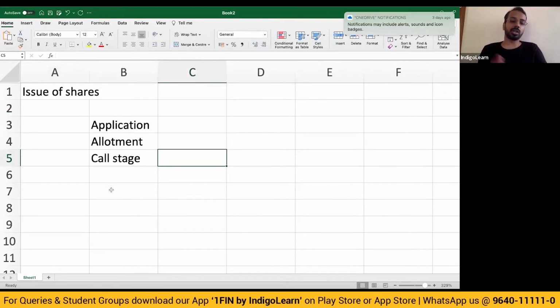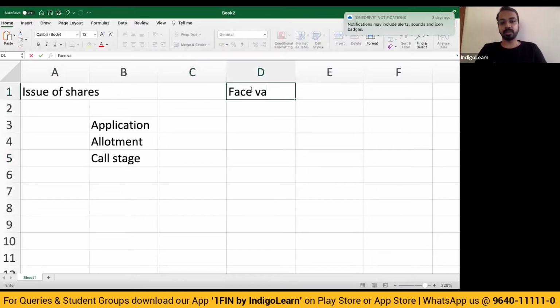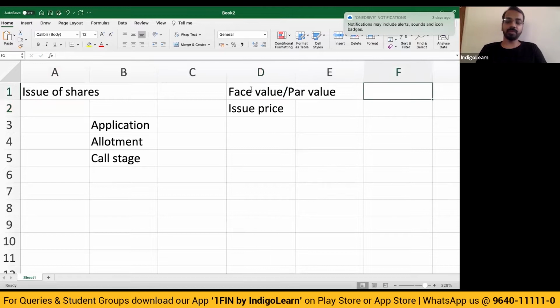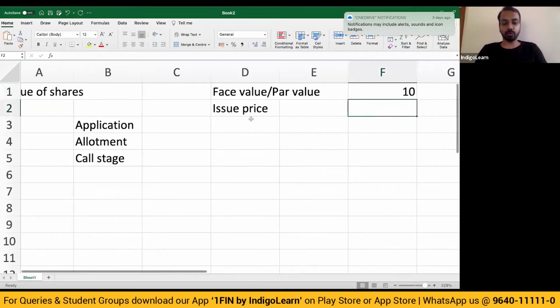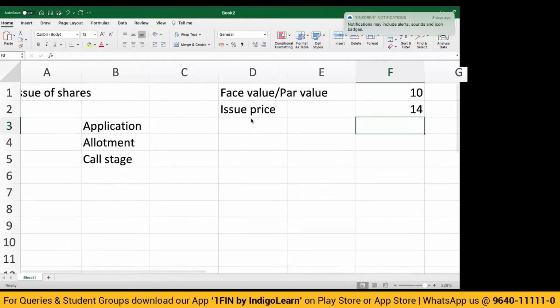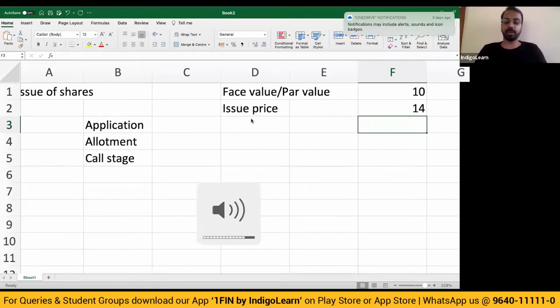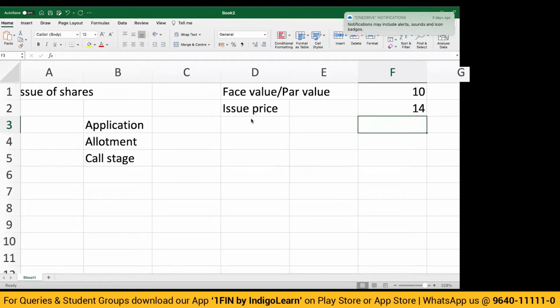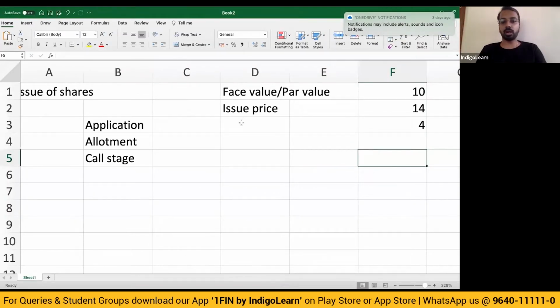In call, you can have first call, second call, third call, and all of that. Then there is something called face value or par value, and then there is something called issue price. Now, tell me one thing: if face value is 10 and issue price is 14, is this an issue at discount or at premium? Premium, sir. This is an issue at premium. And what is the amount of premium here? 4 rupees. 14 minus 10 is 4. Premium is 4. This is called securities premium.